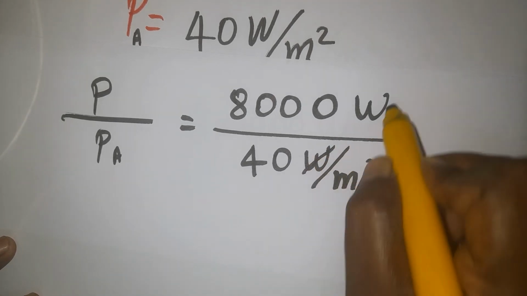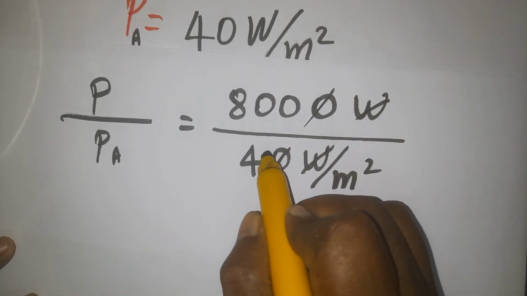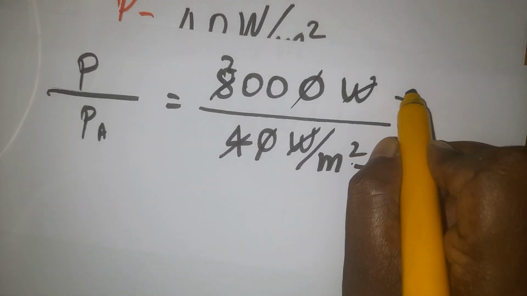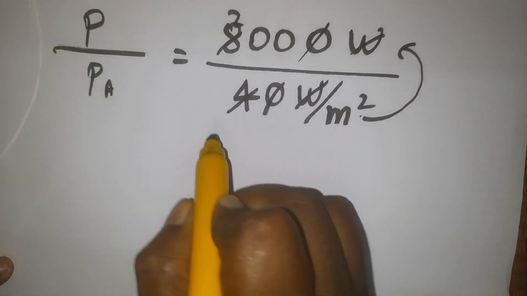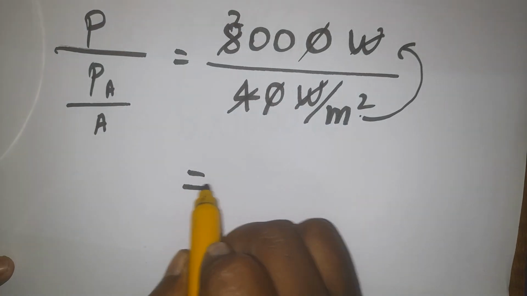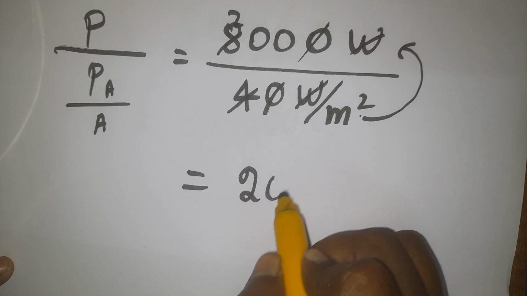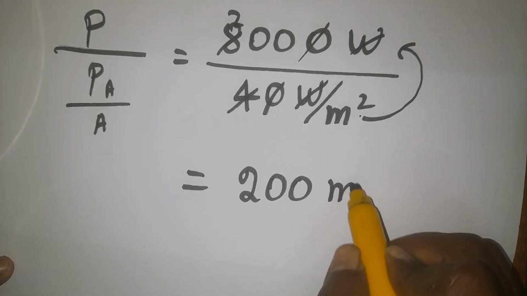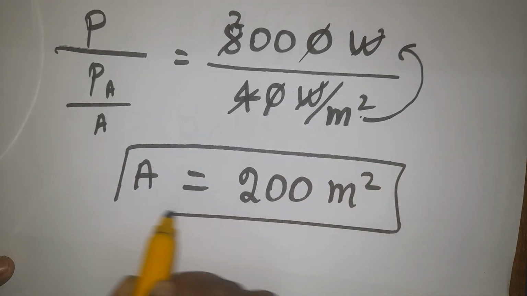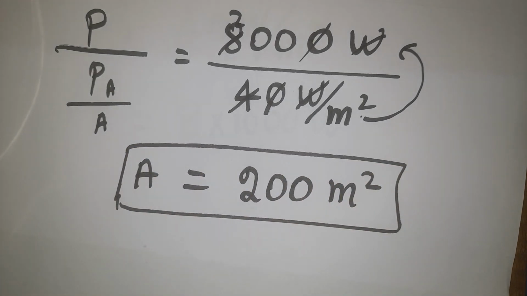The watt will get cancelled, the zeros will get cancelled, and this is going to be 2. The meter square in the denominator comes directly into the numerator. Since it's power per unit area, the area comes in the numerator. So totally 200 meter square area is required, because meter square is the unit for area. 200 meter square is required to install the solar panel.